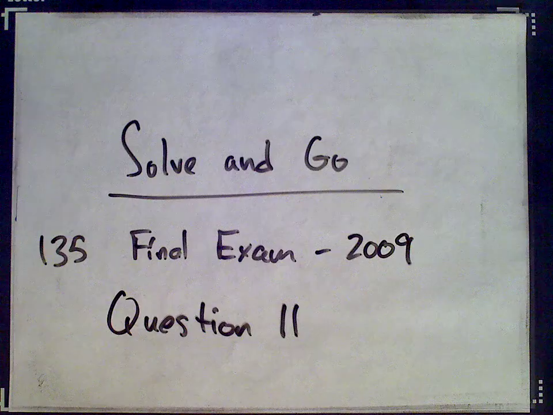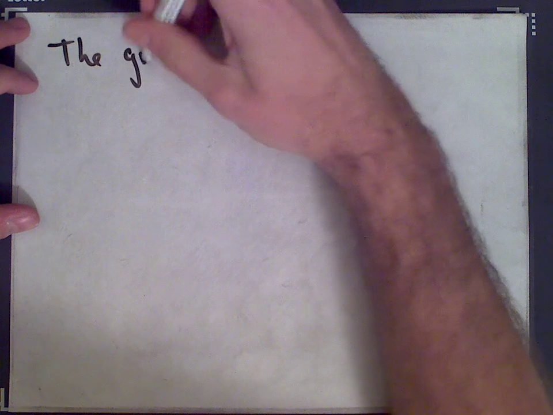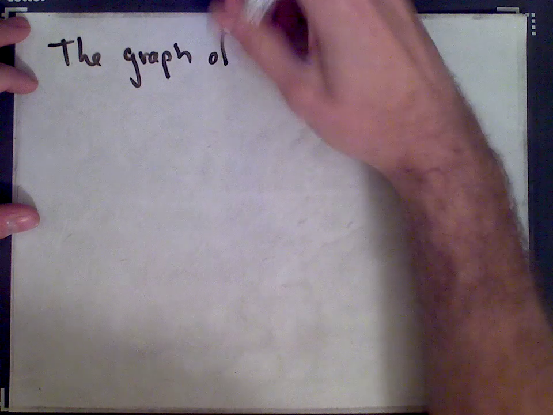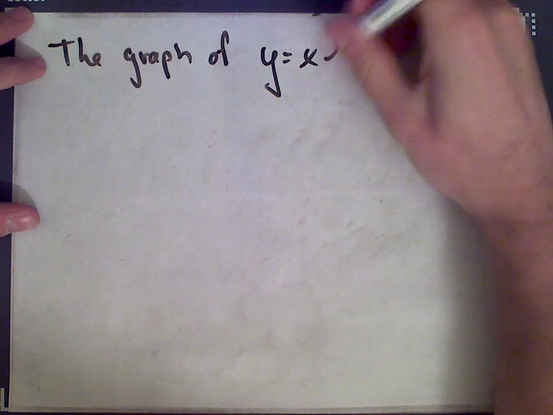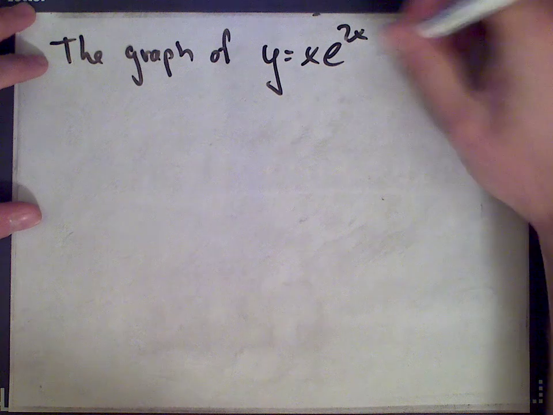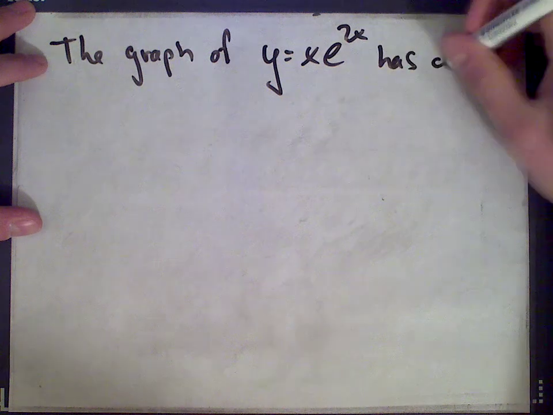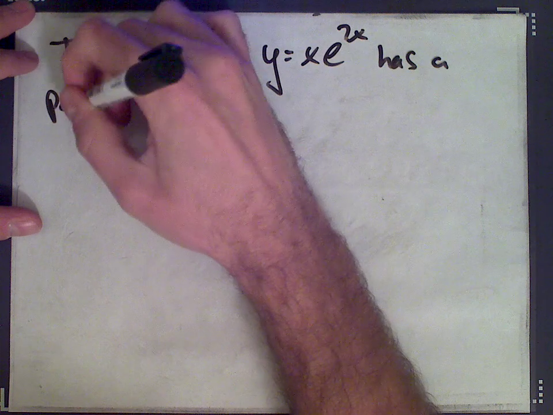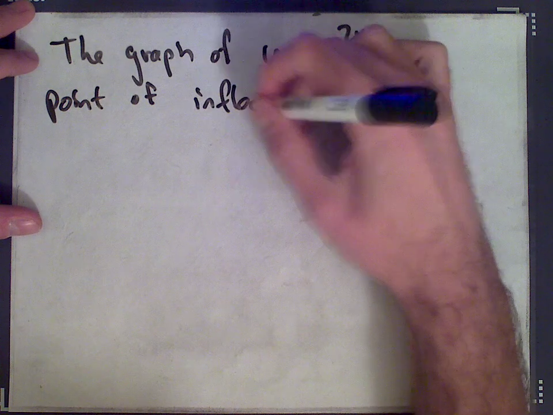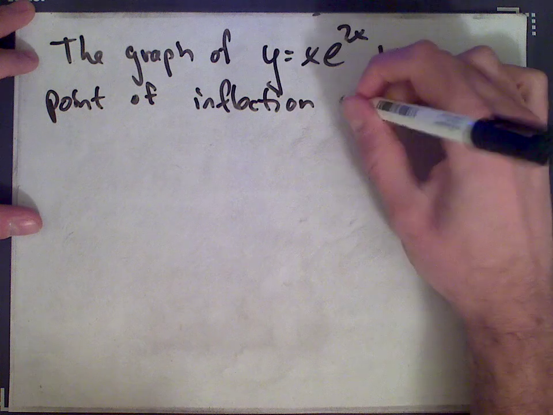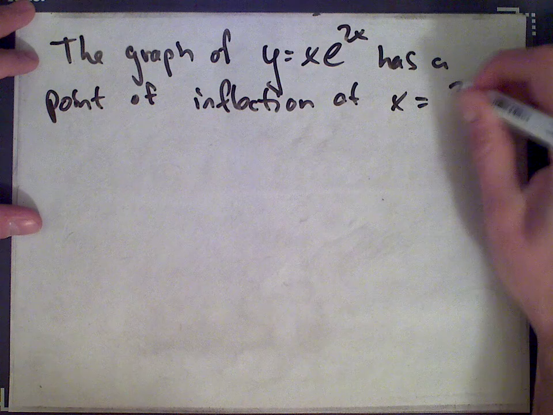2009. This is question number 11, and it deals with inflection points. The question is, the graph of y equals x times e to the 2x has a point of inflection at x equals what?